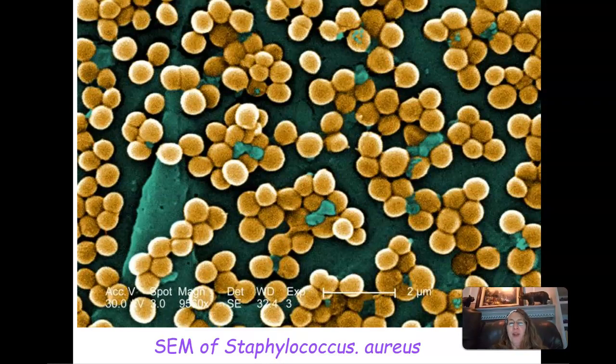Some cells and organisms we can't see with our eye, meaning without using something to magnify them. And we talked about microscopes. This is a scanning electron microscope image of the bacterium Staphylococcus aureus. Scanning electron microscopes are very expensive, and we would have to go to a major university to be able to look at one.